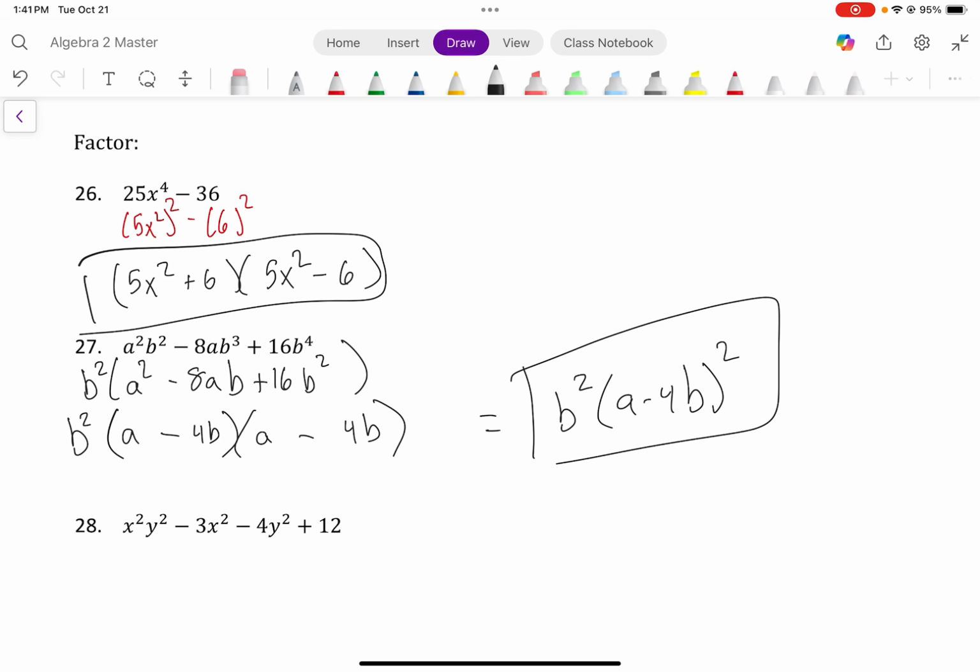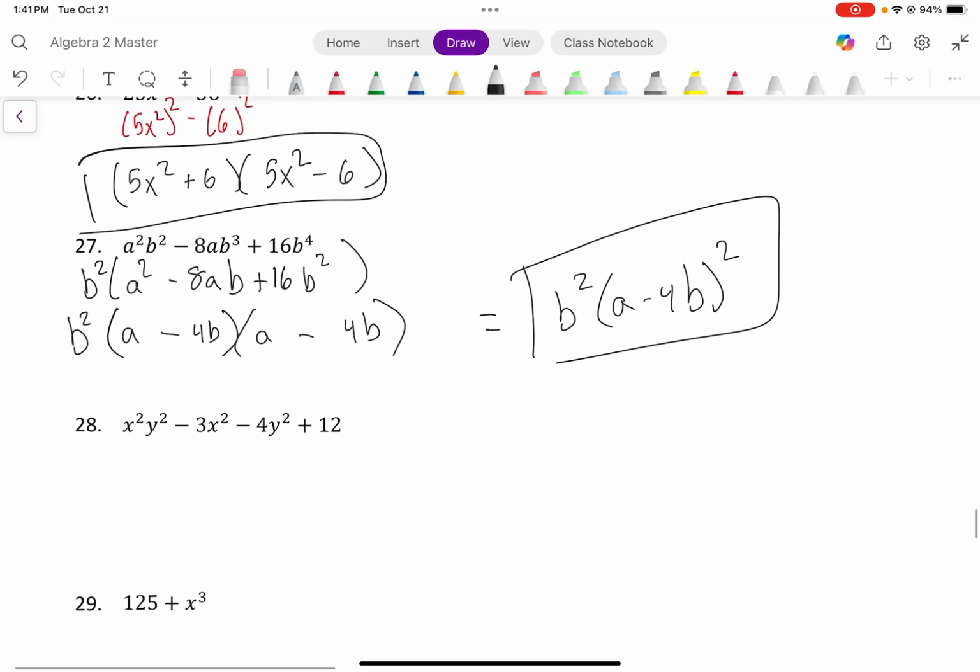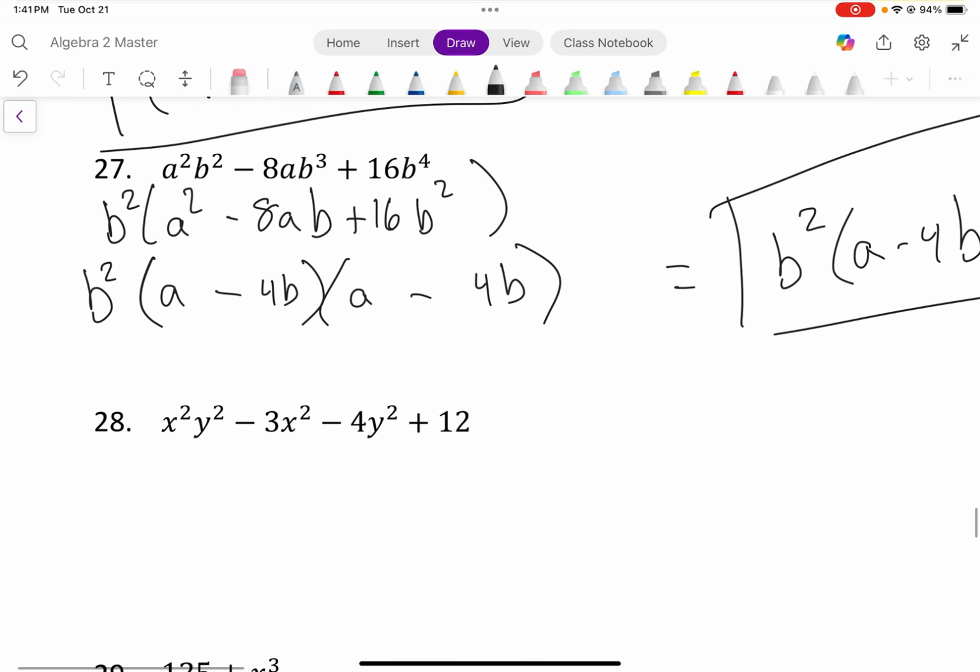If you put the b squared after the a minus 4b, that a looks too much like a weird 9, so I'm going to change that. It would be fine, but generally we put the monomial first because it looks better. Okay, and then number 28 will be the last one for this video.